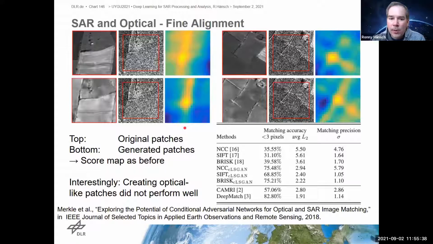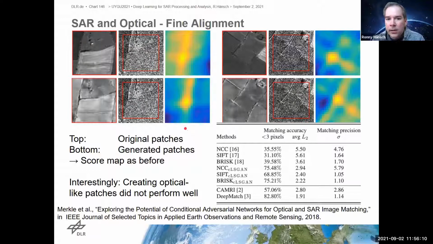So here you see the score maps, the same as in the previous paper, right? Here for the real optical and real SAR, you have a big smudge over the score for the shift. And here you see the real SAR and the fake SAR, so same SAR content, but without speckle. That was the idea. And again, you have a very nice maximum at the center. So this works very well.